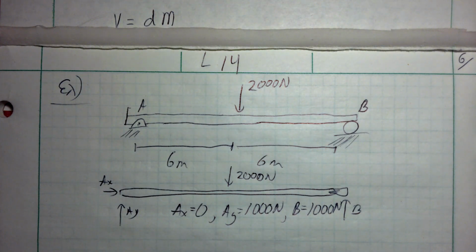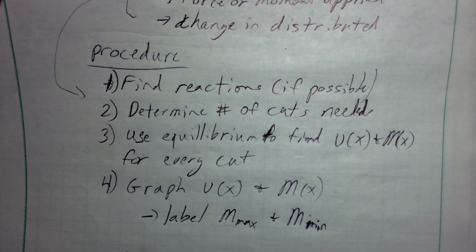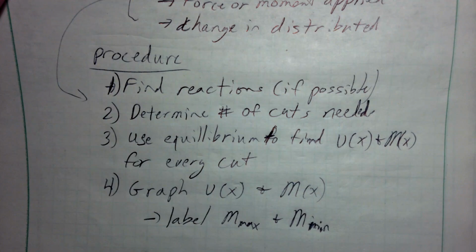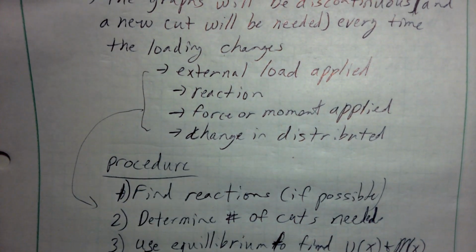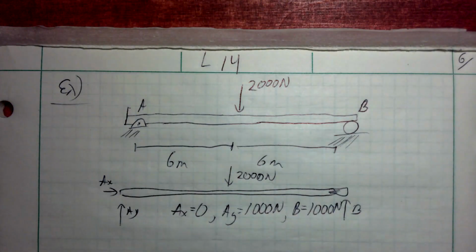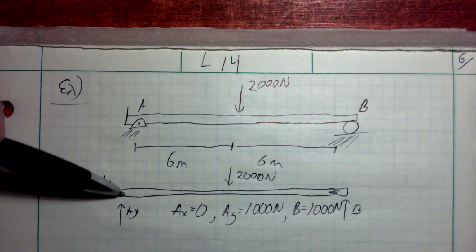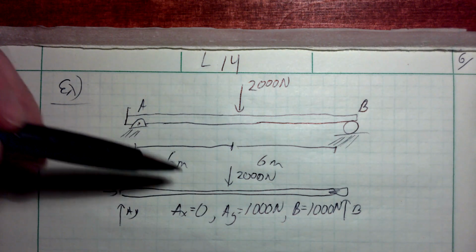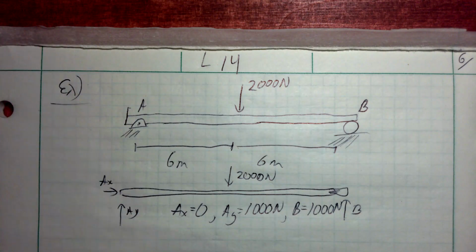All right. Now what? So we said, okay, that's step 1. Procedure, step 1: find reactions if possible. Step 2, determine the number of cuts needed. Cuts are going to need to occur everywhere that I've got a loading change. So that means an external load is applied, a reaction, or a change in distributed load, or any other applied force. I have an applied force, so I've got reactions here. You can see this on the free body diagram here. I've got reactions here, I've got an applied force, and I've got reactions there.